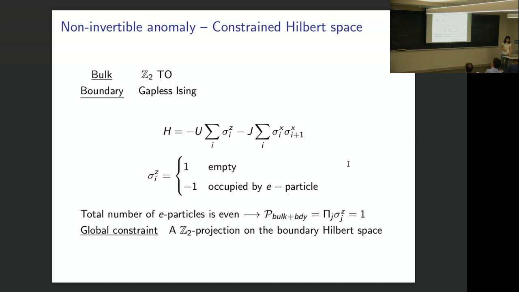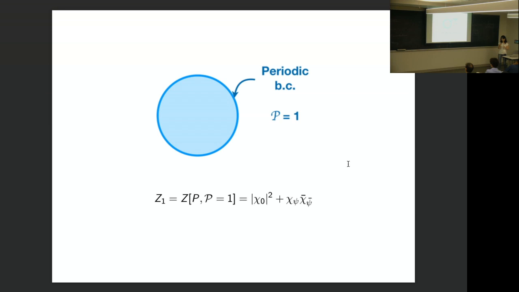For the first component, let's start with the periodic boundary condition for the Ising model. Since the bulk is trivial, the Z2 constraint restricted to the boundary becomes a projection to the Z2 even sector. The sigma field is a Z2 odd field, so it is projected out. We're left with the vacuum and the epsilon field. The partition function is as such.